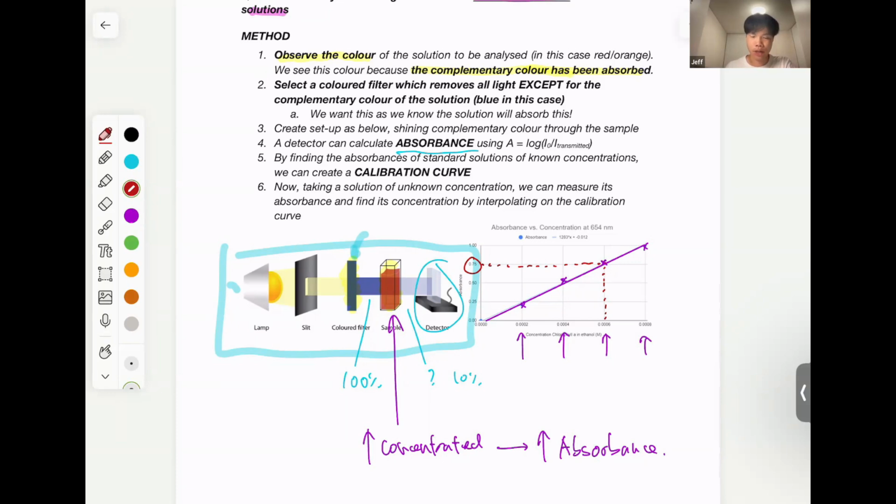Any questions there? Do I lose anyone at any of those steps? Happy to re-explain.